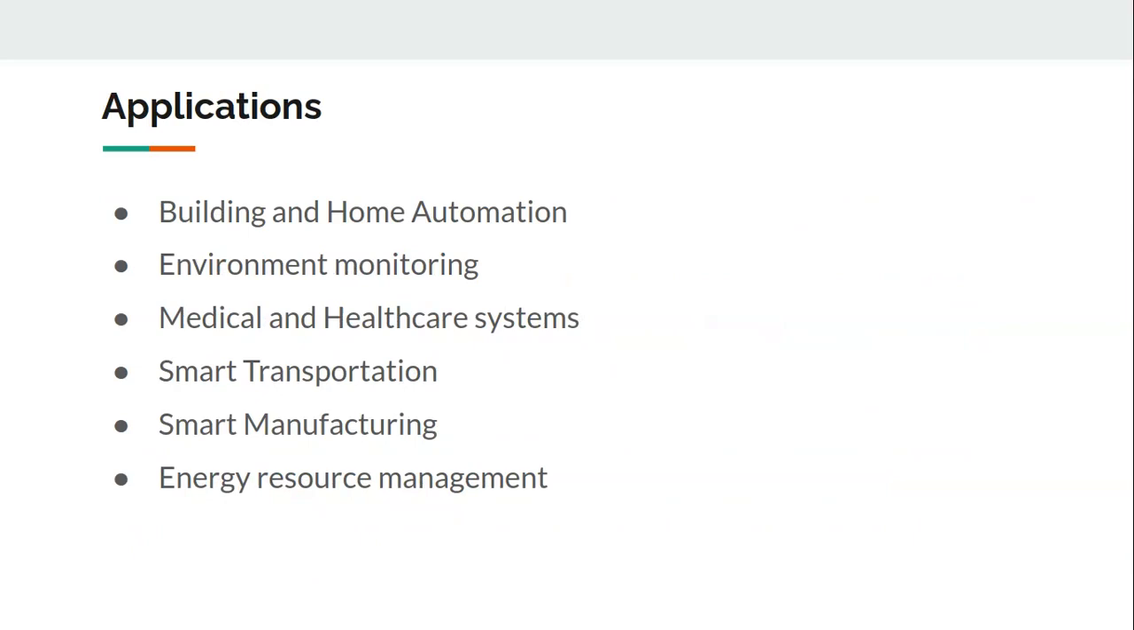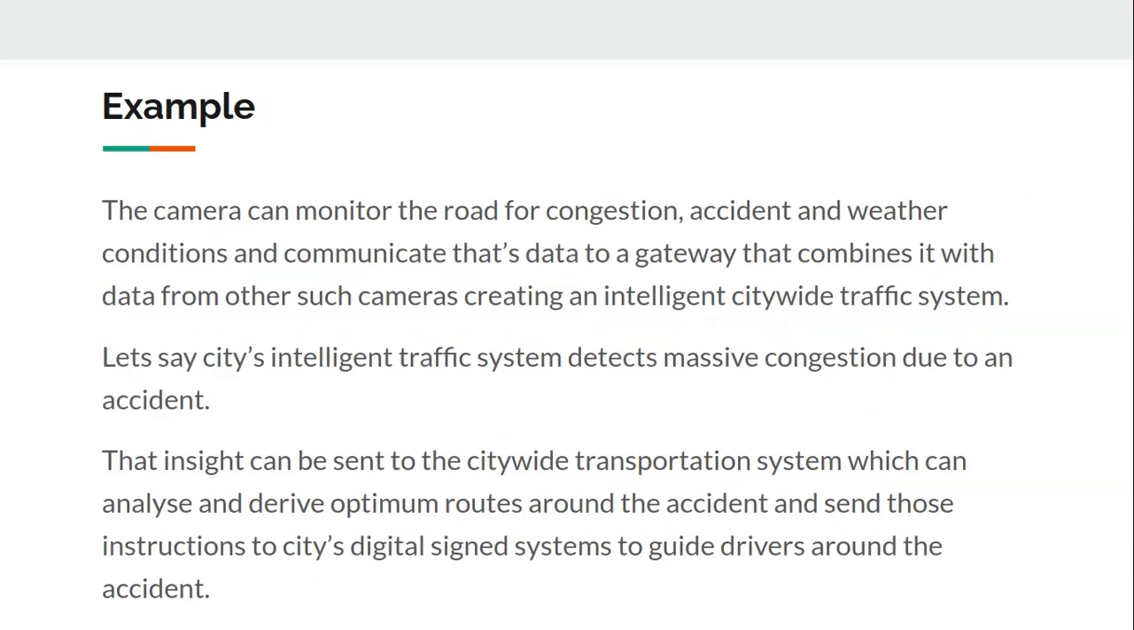Applications: this can be applied in building and home automation, environment monitoring, medical and healthcare systems, smart transportation, smart manufacturing, energy resource management, etc. If you want to know more, you can Google any of them and see the applications in real time. For example, a camera can monitor the road for congestion, accidents and weather conditions and communicate that data to a gateway that combines it with data from other cameras, creating an intelligent citywide traffic system.